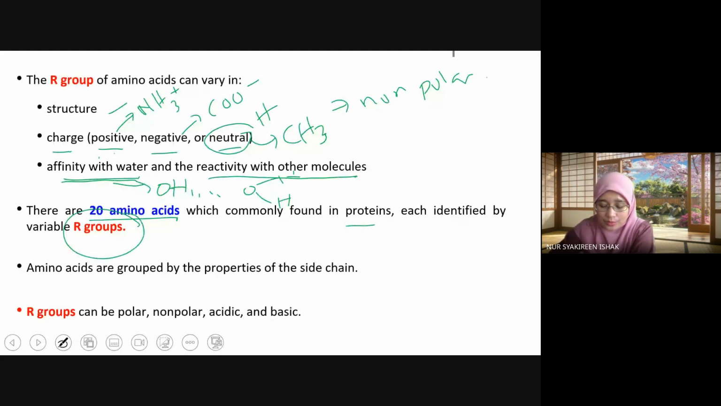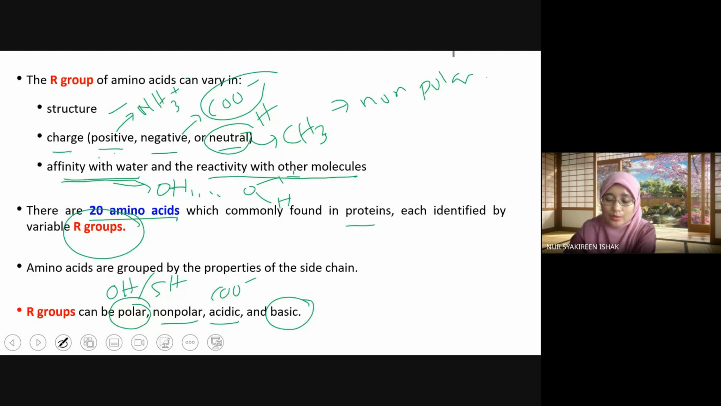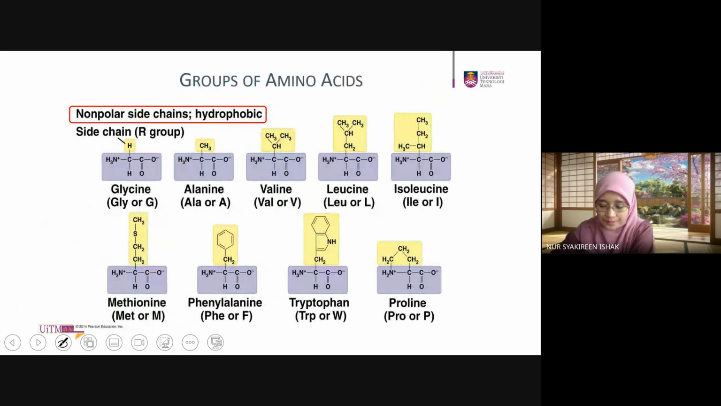Okay. So amino acids are grouped by the properties of the side chain. R groups can be polar if the side chain has hydroxyl, for example, or sulfhydryl. Non-polar if it consists of hydrocarbon, only carbon and also hydrogen. Acidic if it has carboxyl group, COO negative, and hence the amino acid will have a negative charge. And then basic if it has amino group, and hence the amino acid will be positively charged. Okay. So let's look at each type of side chains.